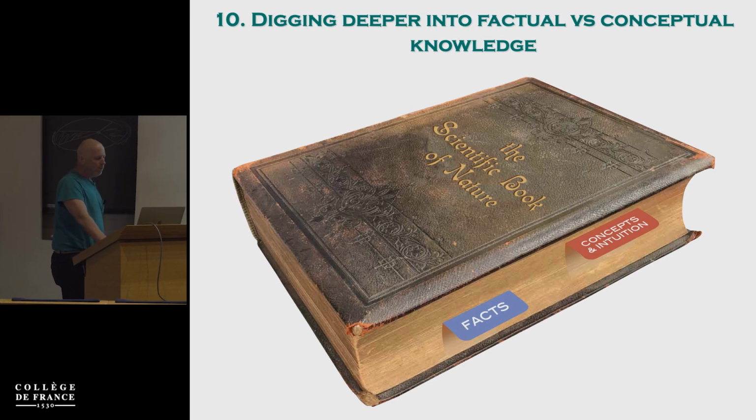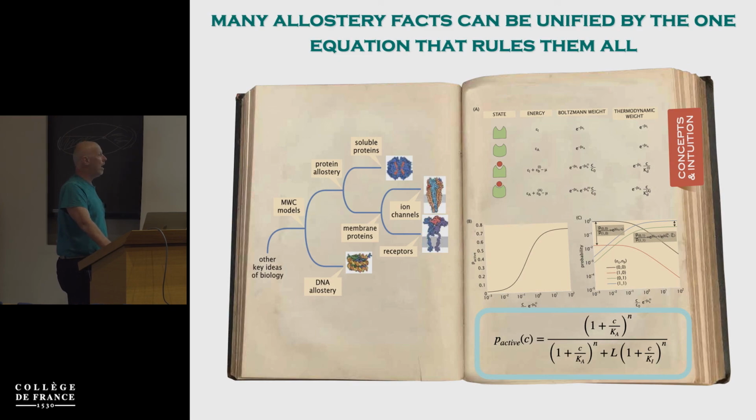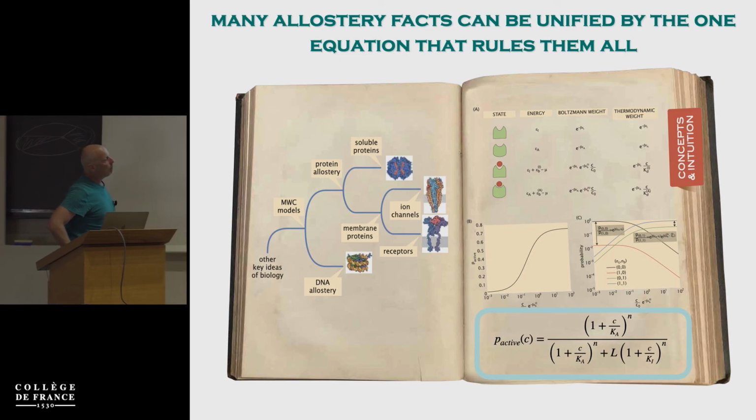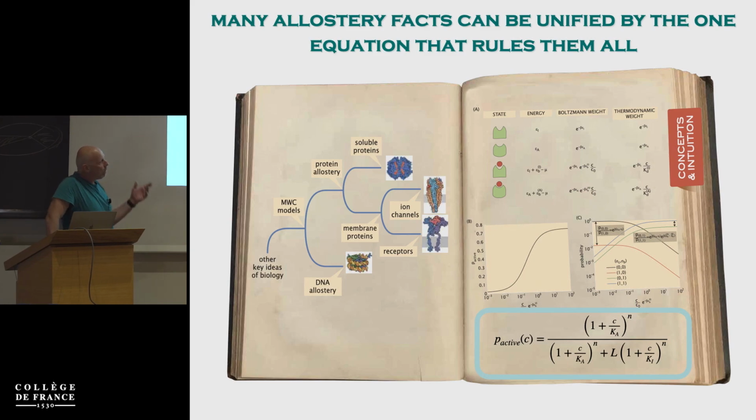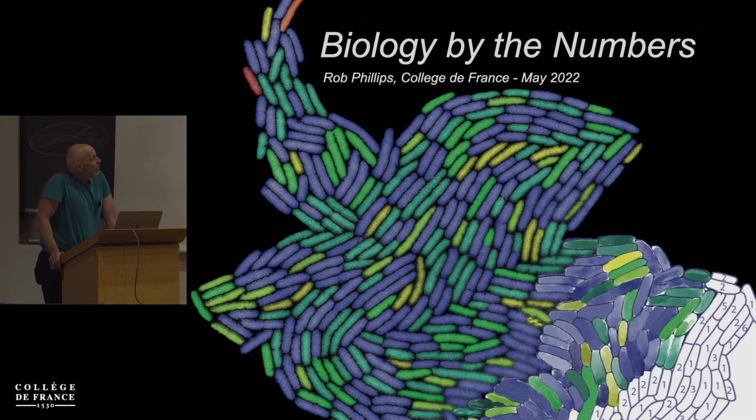So my final point was just this idea. I wanted to leave you with this idea of digging deeper into factual versus conceptual knowledge. I mentioned to you already that there are many, many interesting factual things that we've learned, but models such as the Monod-Wyman-Changeux model, the MWC model, give us a conceptual framework which, to my mind, transcends the facts. Again, I'm not telling you that you need to agree with me. I'm telling you my perspective on this matter. So I think that's also very important. So that's basically what I had to say in this course.